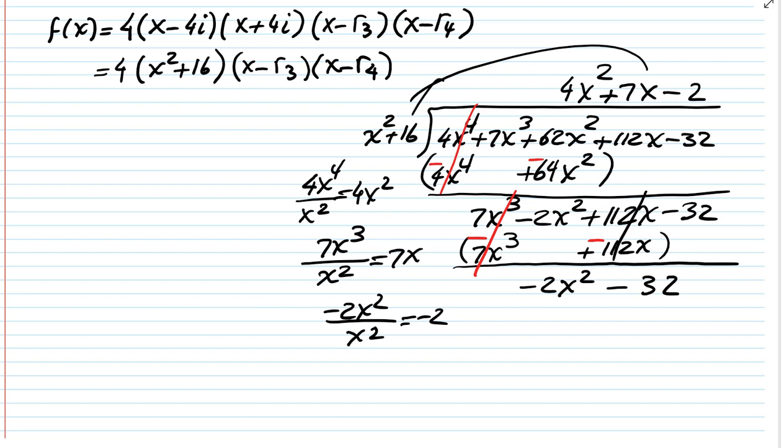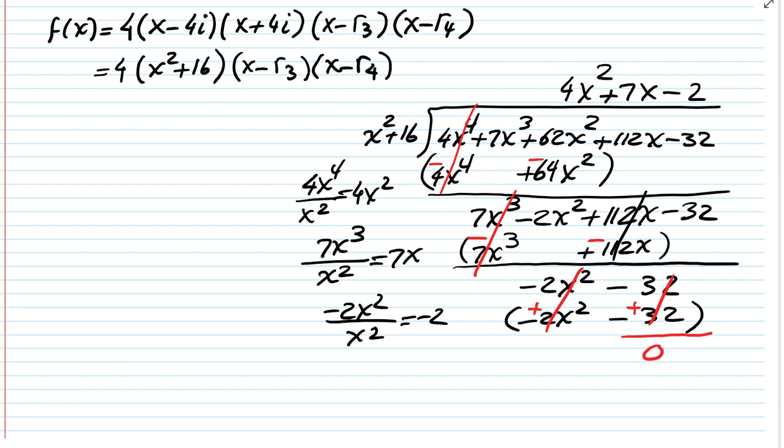Negative 2, multiply this times the divisor. Negative 2 times x squared is negative 2x squared. Negative 2 times 16 is negative 32. And then we're going to change sign and add them. The remainder is 0. Perfect. So there is the other polynomial. Or if you want, you can do rational zero theorem and go from there. Okay.